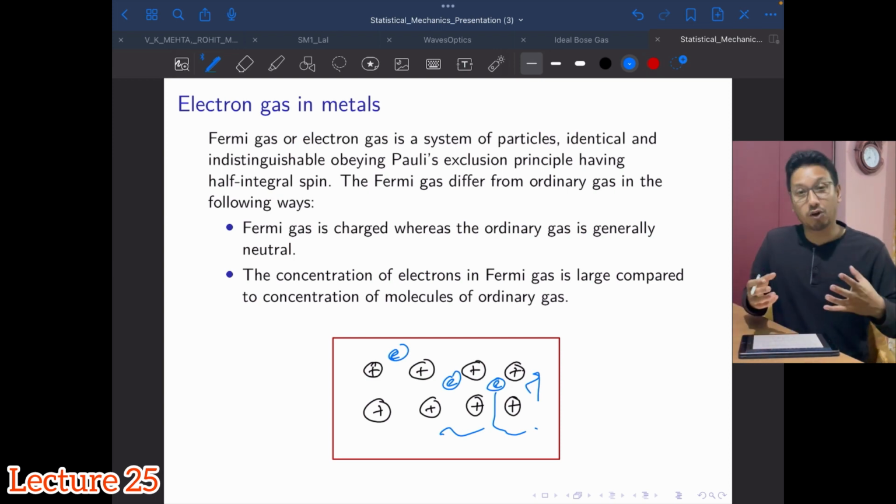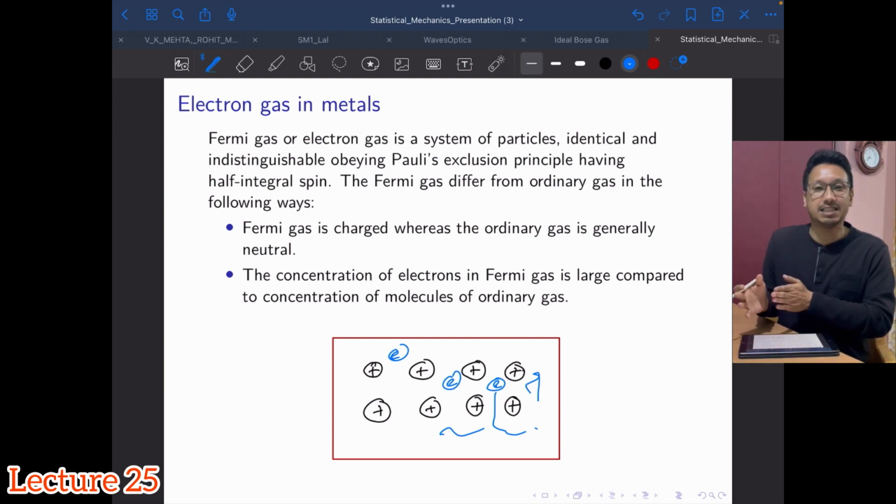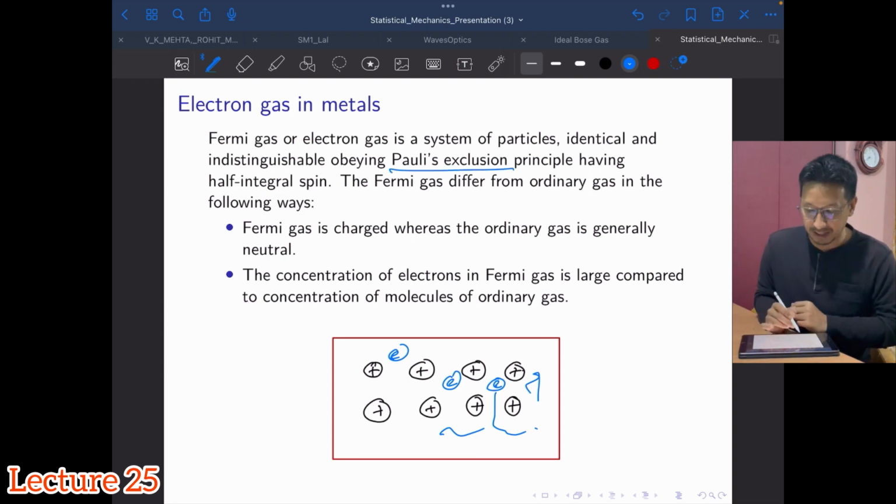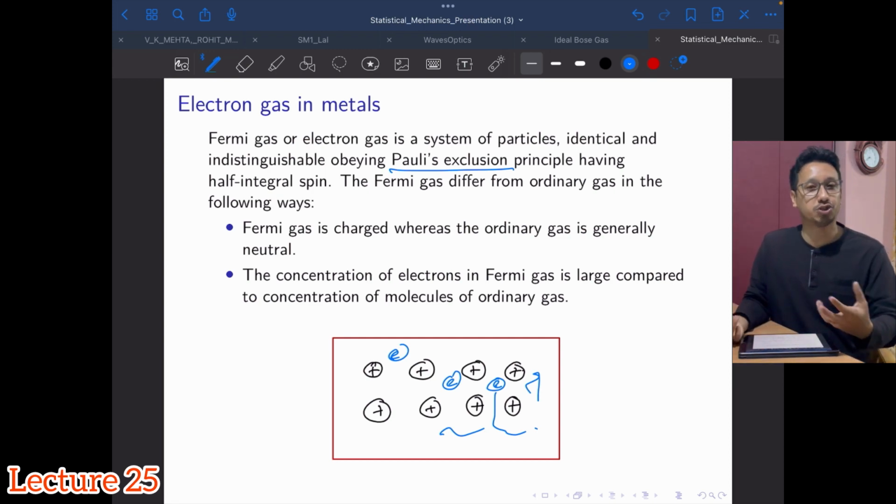Unlike classical gas molecules, these electrons carry a spin, and spin is a quantum object. There is no classical analog of spin. Moreover, these electrons carry half-integral spin, an odd multiple of h cross by 2 spin angular momentum, isn't it? They also follow Pauli's exclusion principle. These particles are indistinguishable, they are identical. All these differences are there.